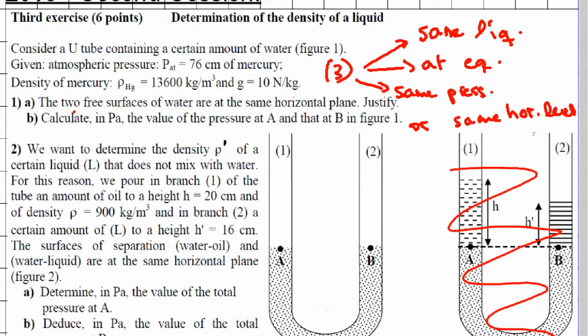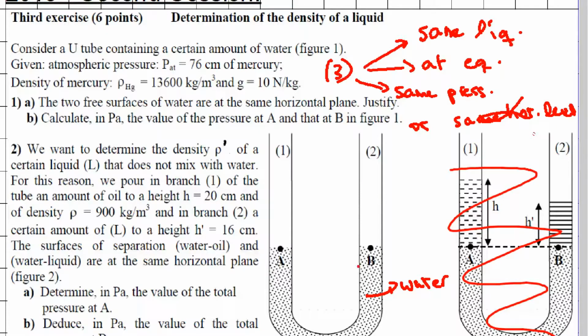Since they are telling me the two free surfaces of water are at the same horizontal plane, here plane means level, so we will eliminate this. Our answer will be: because they are in the same liquid, indeed the points A and B are in the same liquid, which is water. And at equilibrium the tube is not moving, and they have the same pressure.